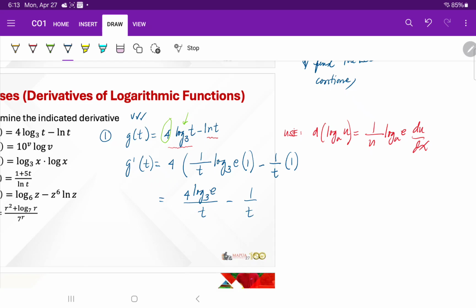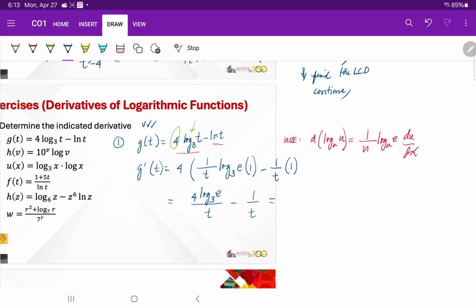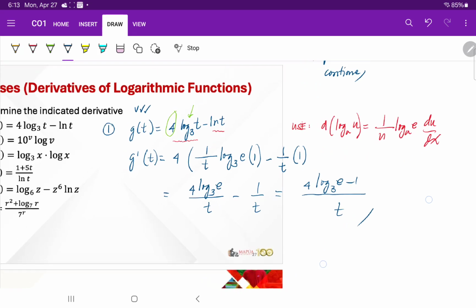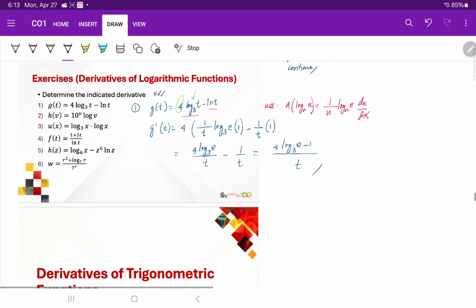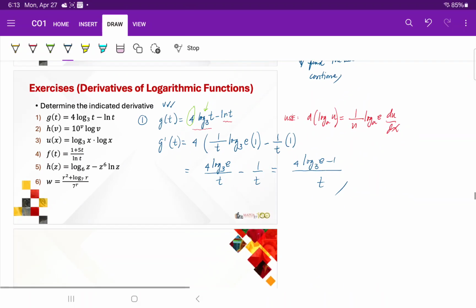Alright, so we have 4 minus. So what's the next step now? Both the denominators are t, so we can simply add the numerators. So we have 4 times the log of e to the base 3 minus 1, all over t. Okay, then let's do number 2.